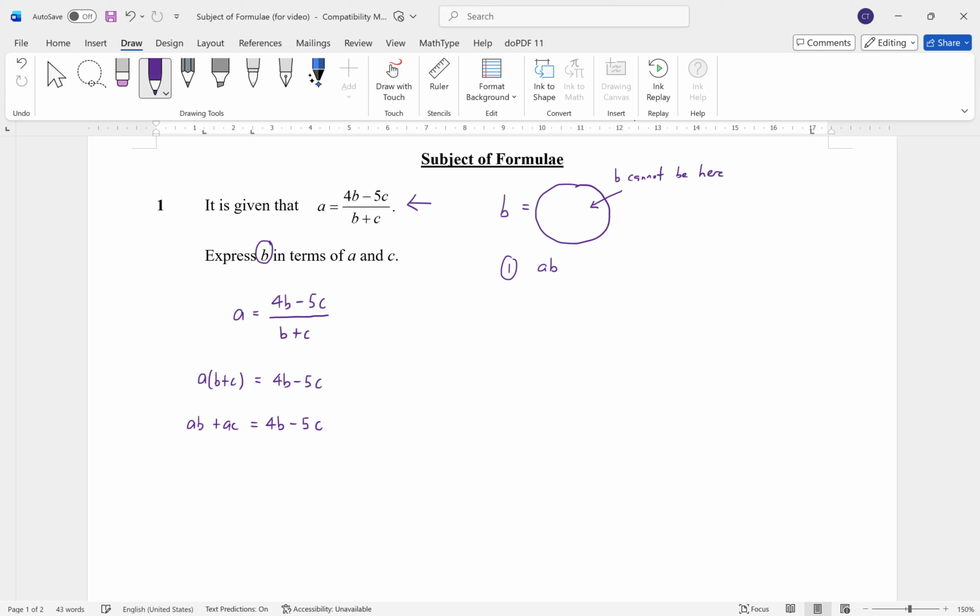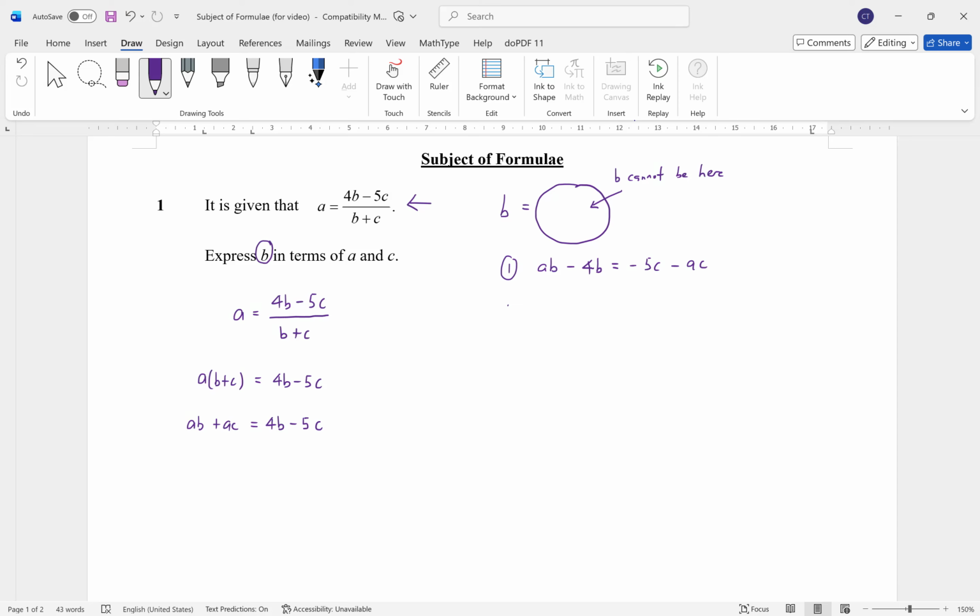AB. So I'm going to bring the 4B from the right side to the left side, so I'll get minus 4B. Then the right side already has negative 5C. Now I bring the AC to the right side. So I have this. So one way is to do that. Bring the B terms to the left, and then I will end up with this equation.